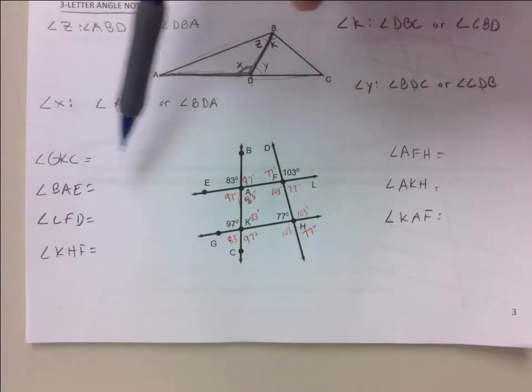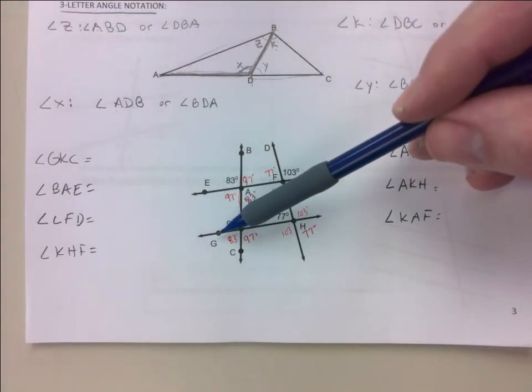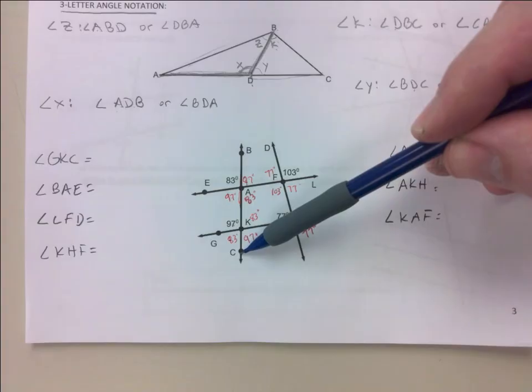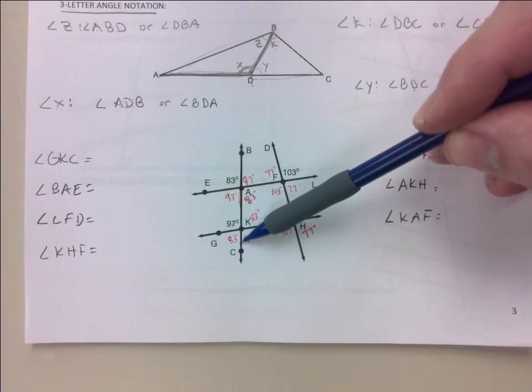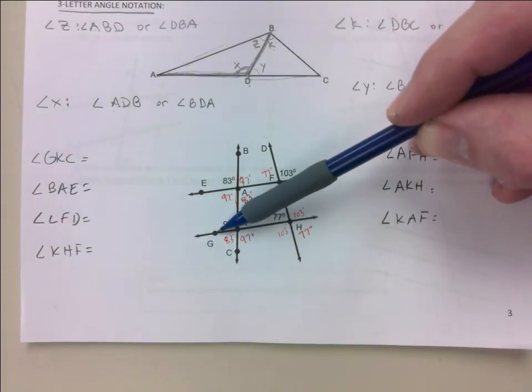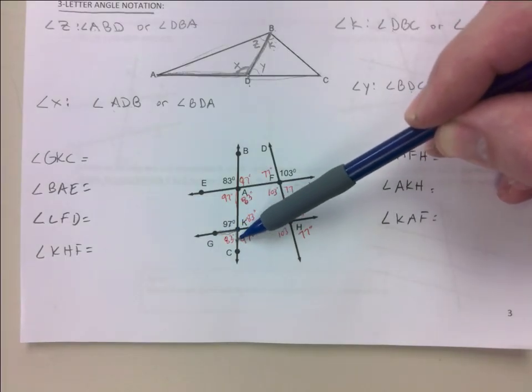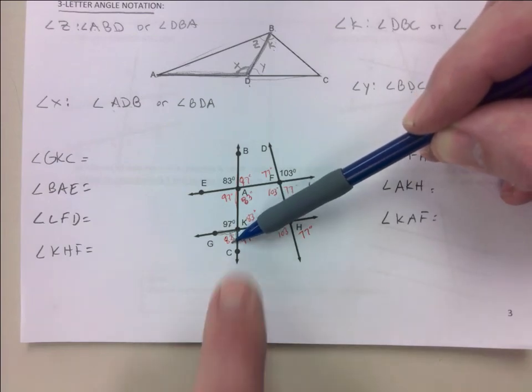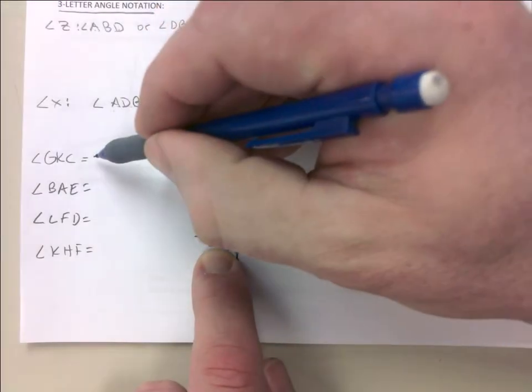GKC. I go find it. GKC. So this is where the segments are created. You're combining those two segments, and 83 is your answer. So this should be 83.